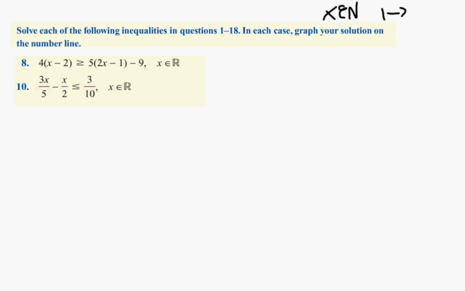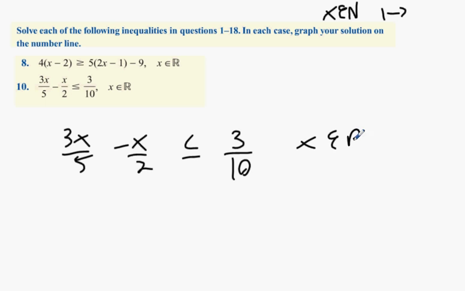Now, what about this one here? What's the key problem with this one? What's the big change up? Solve the following inequalities and graph your solution on a number line. The fractions are the problem. Any solution to the fractions? Common denominator, which is 10. 2 top, 2 bottom, 5 bottom, 5 top.